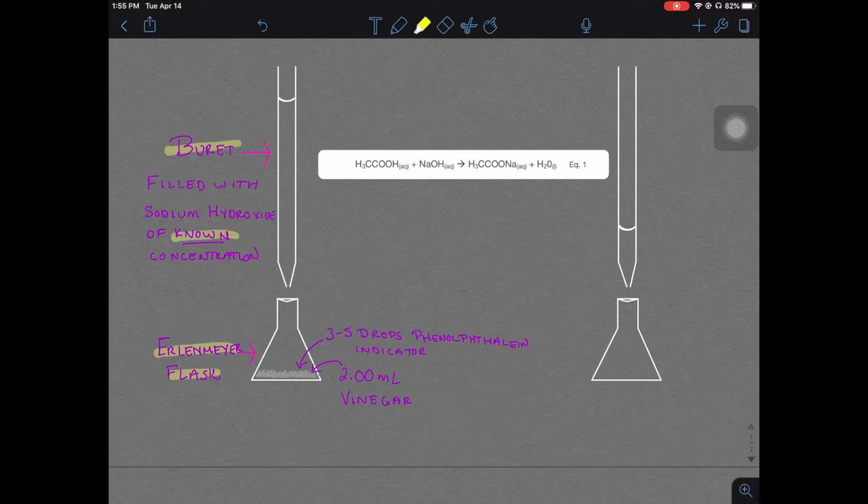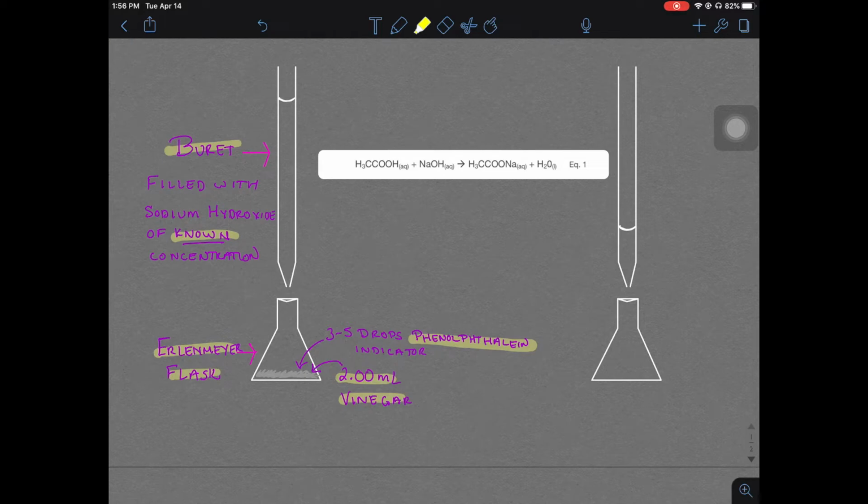And in the Erlenmeyer flask, we're going to be putting 2.00 mLs of vinegar, which we'd put in with a volumetric pipette because we want to put it in very accurately, very precisely. And we'll also be adding 3 to 5 drops of this phenolphthalein indicator, which is a word with way too many consonants. But what the phenolphthalein indicator does is it tells us, by changing color, when there's base present.